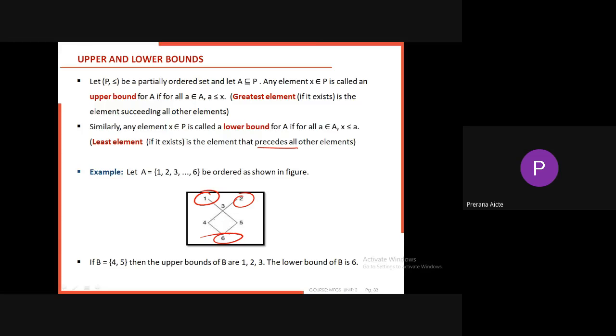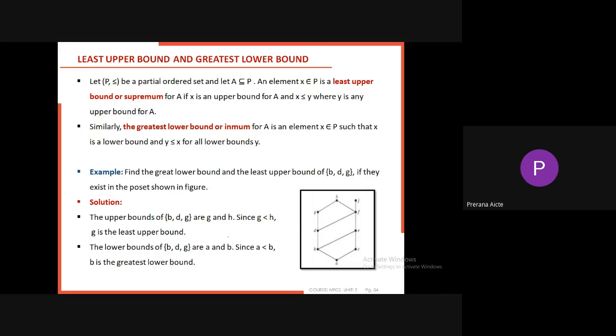Now this upper bound and lower bound we are going to discuss with respect to a set. With respect to the set 5, the upper bounds are 1, 2, 3, and the lower bound is 6 only. Like that we can say. And from this I can identify the greatest lower bound and the least upper bound.